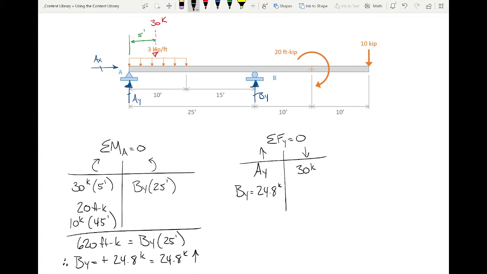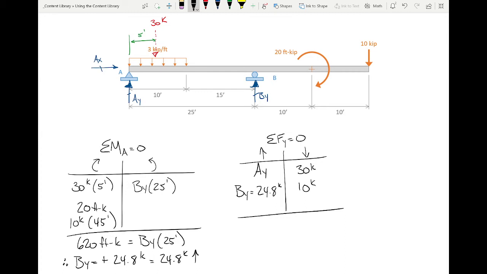What about the 20-foot kips? Do I consider that? No, I don't consider that at all. This is not a force. It's a moment. We are summing forces in the y direction. That 20-foot kips doesn't matter. It's not a force. It's a moment. So just ignore it. And don't forget we have the 10 also going down. That's it. That's all there is to it.